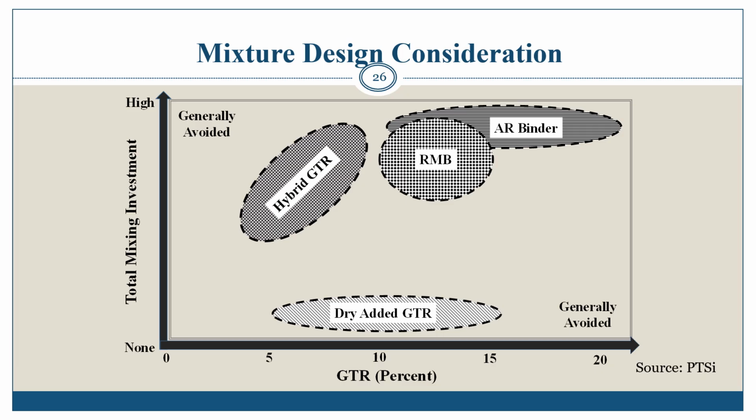The area in the lower right portion of the figure labeled generally avoided results from possible lack of success of earlier dry processes. These processes may have used too much GTR or GTR with too large a particle size. The similar area in the upper left is obvious.